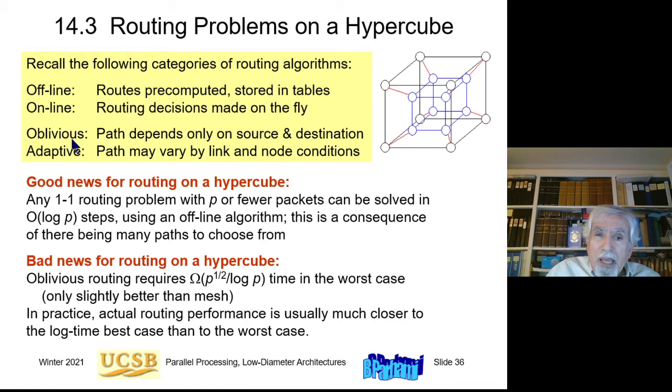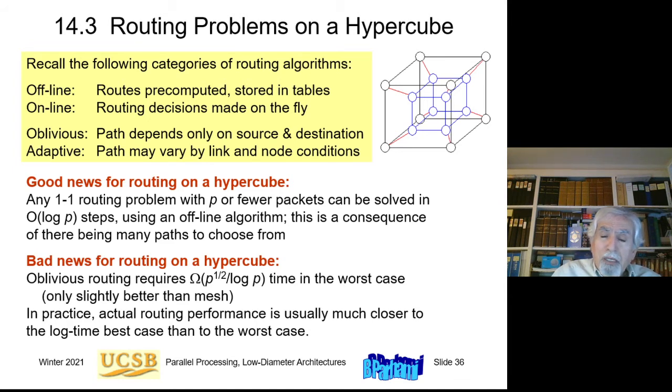In oblivious routing, the path depends only on the source and destination and nothing else. So if I tell you I want to send something from this source to this destination, the path is predetermined. Even though there may be multiple paths between those two nodes, one of those is chosen and is the path that is used by this oblivious routing algorithm. In adaptive routing, we can select from multiple available paths based on various criteria. Even if we decide to use only shortest paths, there may still be multiple shortest paths to choose from.